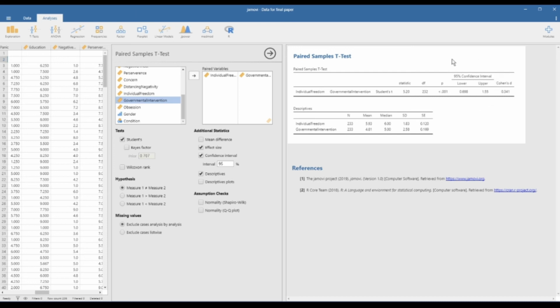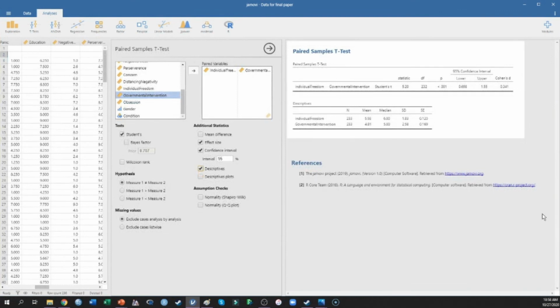We can also see the 95% confidence interval. This is saying that we are 95% confident that the actual difference between these two means is going to be somewhere between 0.698 and 1.55. We also have Cohen's d, which is a standardized effect size, which is telling us how many standard deviations one mean is larger than the other. So what we would conclude from this Cohen's d is that participant scores on individual freedom are 0.34 standard deviations higher than their support for governmental intervention. That's a fairly small difference. Generally, we start to get a little bit more excited around a Cohen's d of about 0.5, but it is a small to moderate difference there. And again, it was significant.